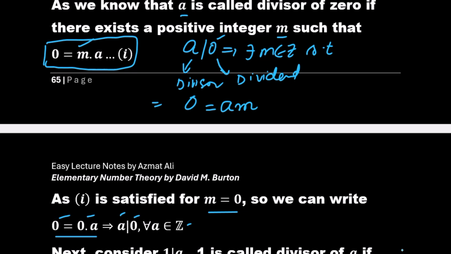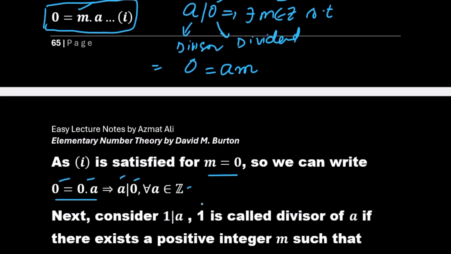I will repeat the most important thing about divisibility: when you say a divides 0, this implies 0 can be written as a multiple of a, that is, a into m. If 0 is equal to a into m, then reversely you can write it as a divides 0. So when you say 0 is equal to 0 into a, then in the form of divisibility you can write it as a divides 0.